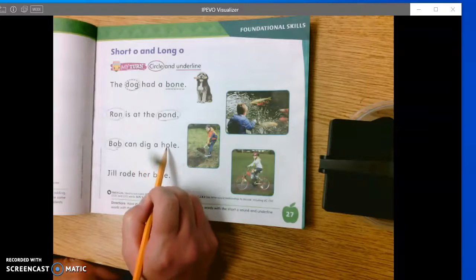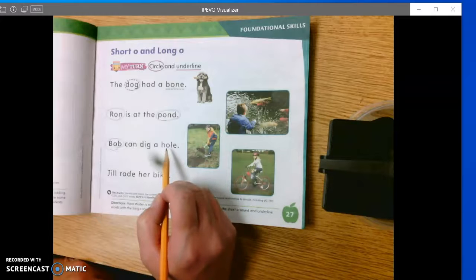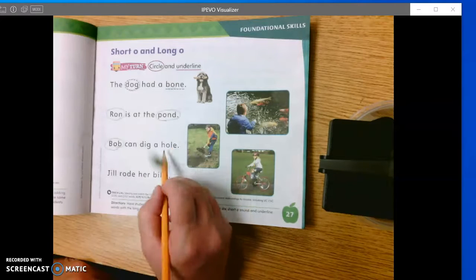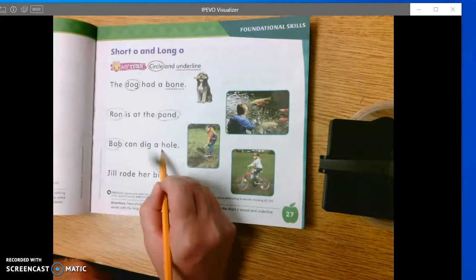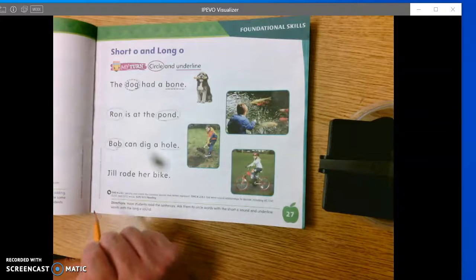Look, there it is. You can even see it. You see that O right in the middle. And what sound, long or short, does it make? O. O. I hear the long O sound. O, the long O sound in that one. Okay? So we're going to underline that one. Okay? Very good. Okay. One more sentence.